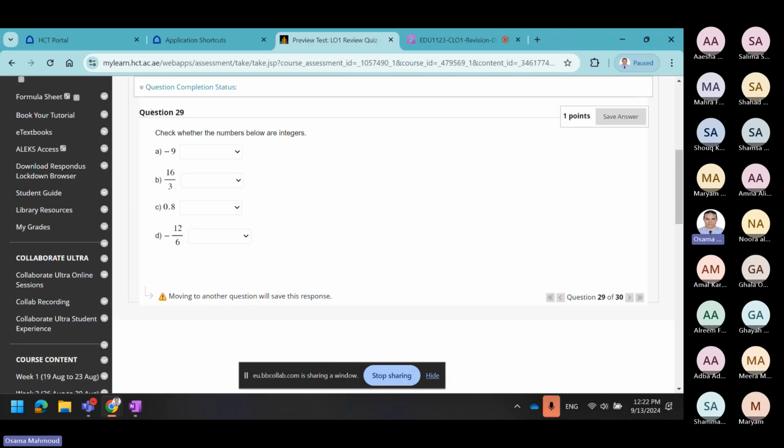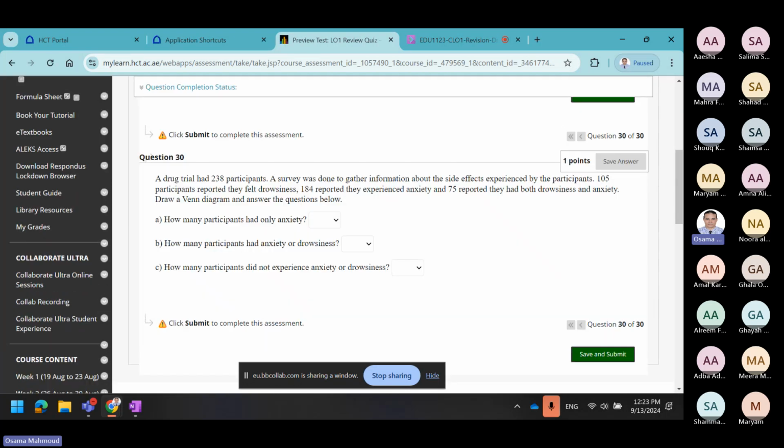Now, check whether the number below is an integer or not. Minus 9 is an integer, right? 16 over 3, you will have a decimal, right? When you have a decimal, it is not an integer. For an integer, you shouldn't have anything after the decimal point. So this is not an integer. It is very clear, it's not an integer because it has a decimal. Minus 12 over 6 is equal to minus 2. So don't just say no, this is not. No, this is an integer. You can divide minus 12 over 6 to have minus 2, which is an integer. The last one to say bye-bye for you.